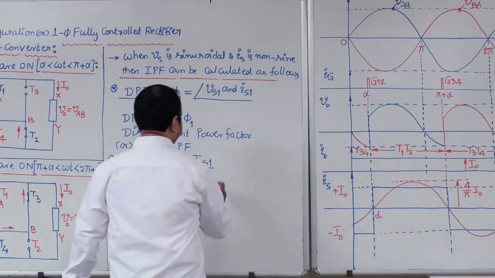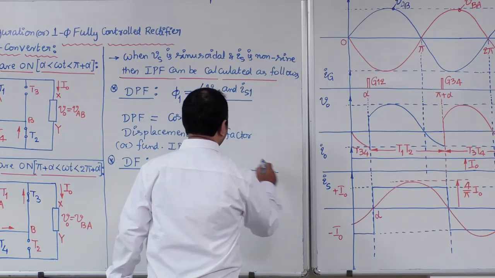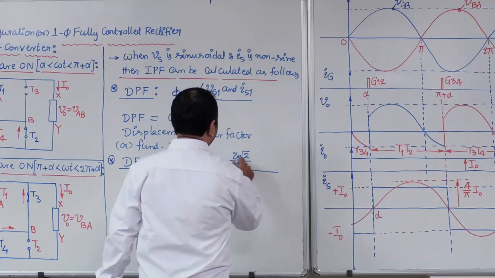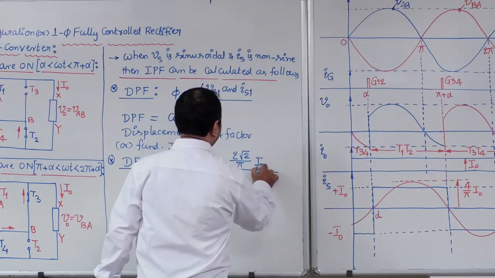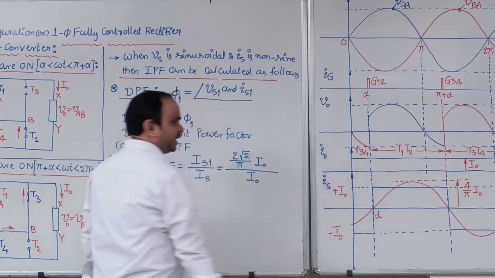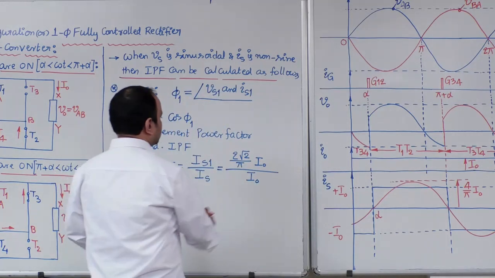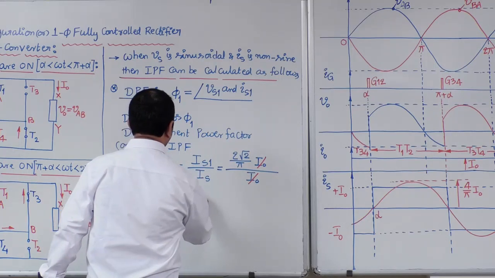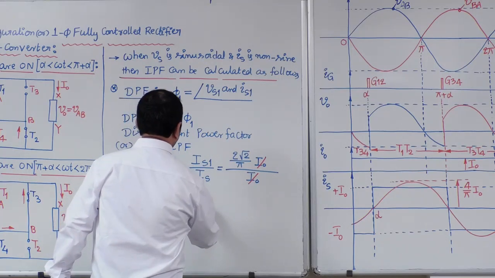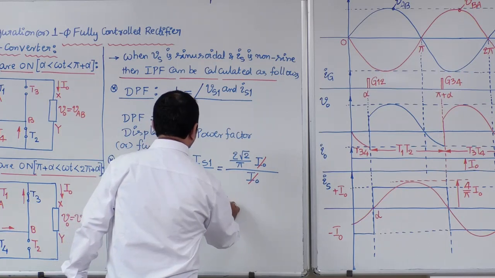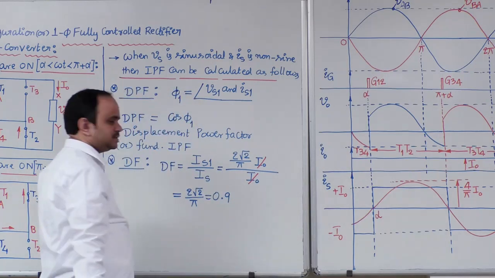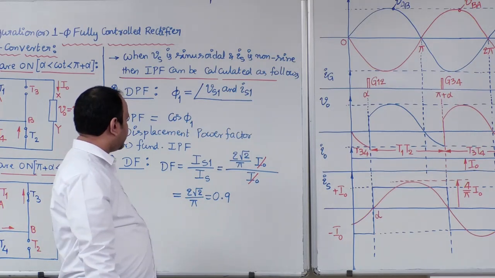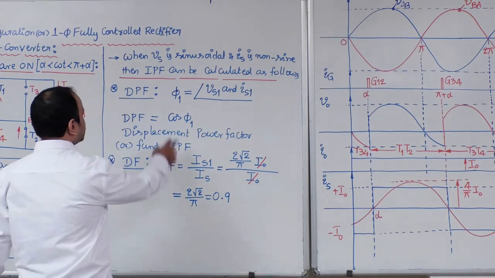If you substitute these values, what can I write in the numerator? 2 root 2 by pi into I naught. Denominator is I naught. Okay. So I naught and I naught can be cancelled. Therefore, it will give you 2 root 2 by pi, whose numerical value is 0.9. Okay, 0.9.